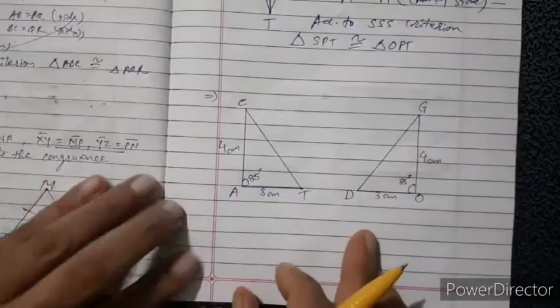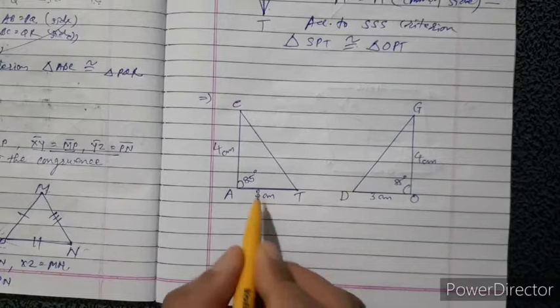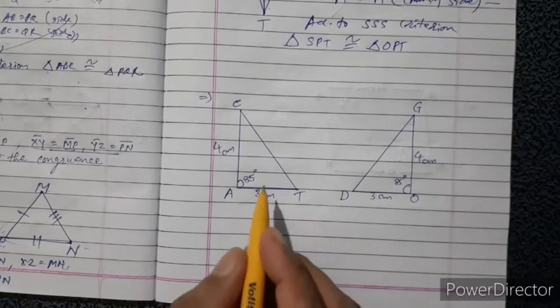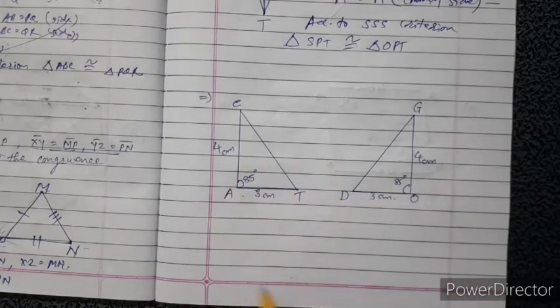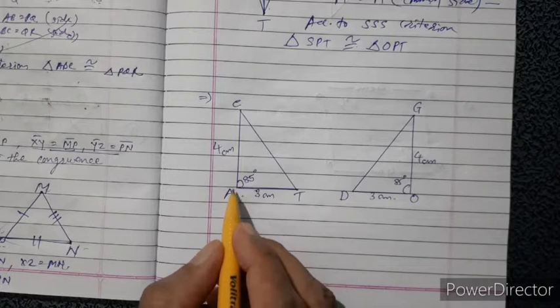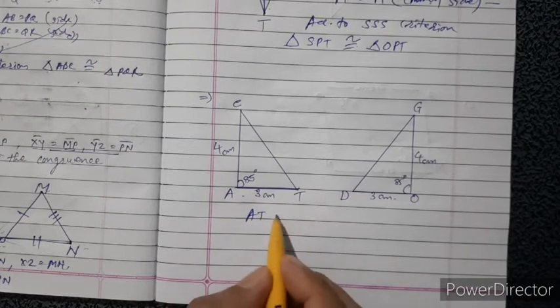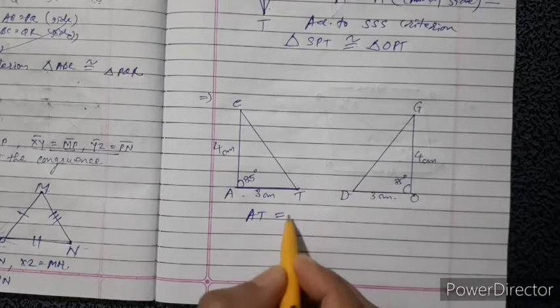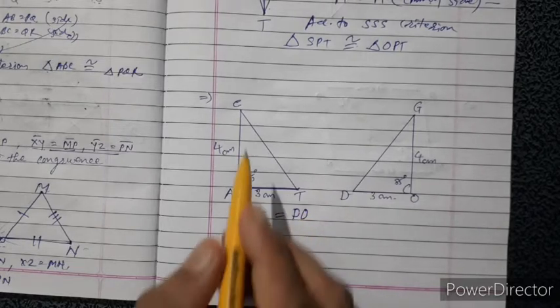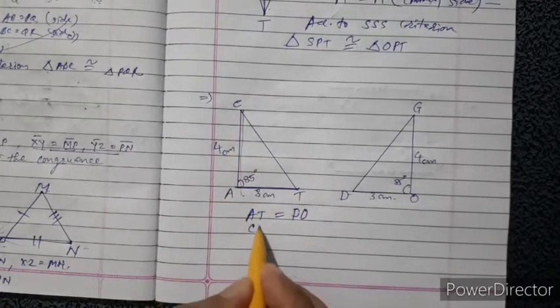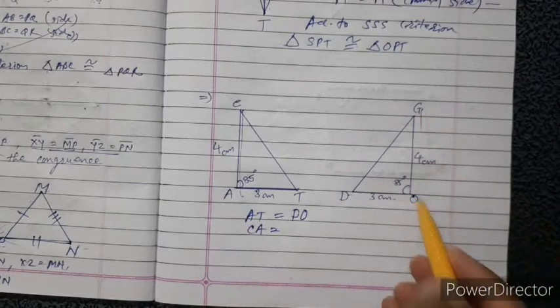Same here. Look. In this one, check which parts are common. So here AT equal to DO. Then CA equal to GO.